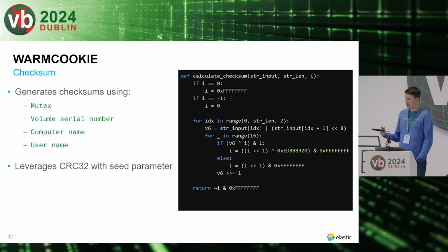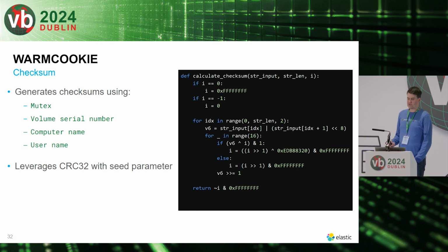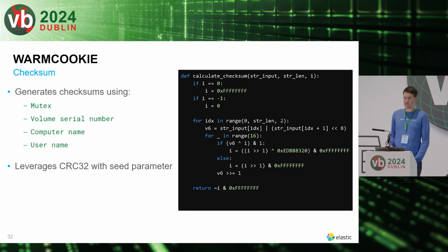And then as the malware kicks off, some things that it does, right? It wants to identify the victim, and a way that it does that is it tracks it through these checksums. The checksums it uses are the hard-coded mutex, the volume serial number, the computer name, and the username. With those checksums, they just use CRC32 and then they use a seed. They start the seed from 0 or -1, and then they're able to vary the CRC32 checksum however they want.